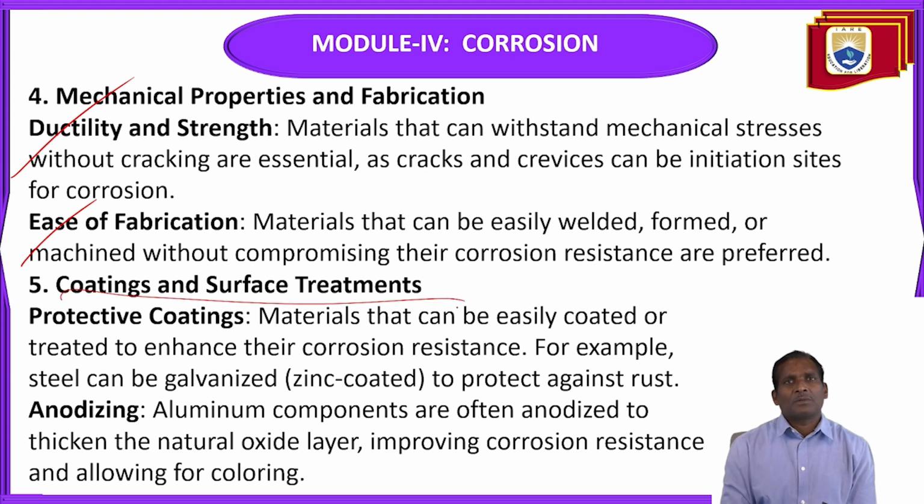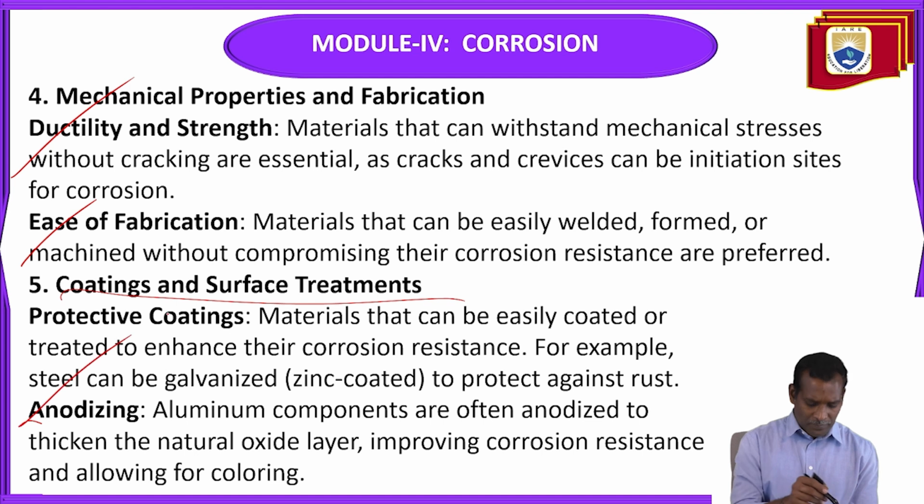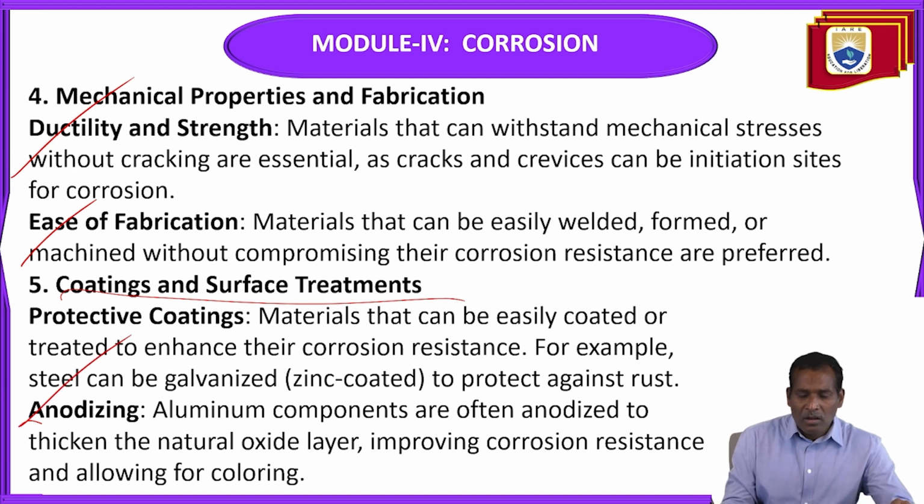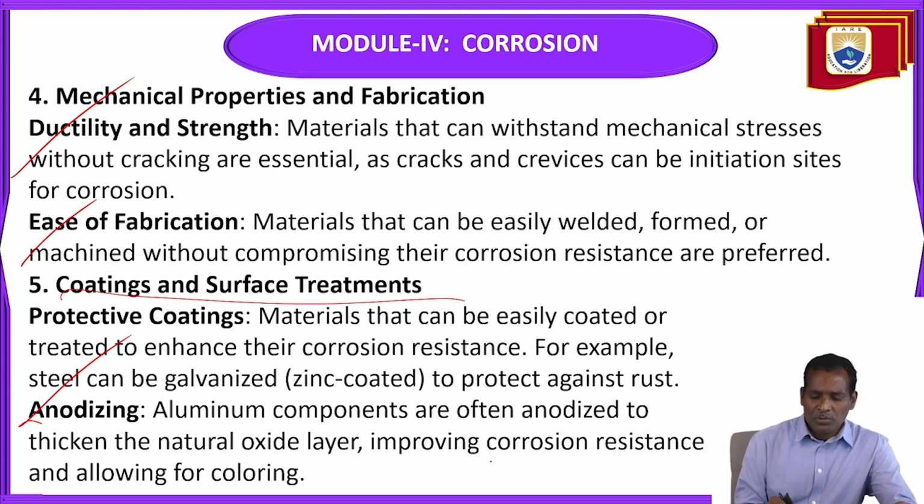Coatings and surface treatments. Protective coatings. Materials that can be easily coated or treated to enhance their corrosion resistance. For example, steel can be galvanized, zinc coated to protect against rust. Similarly, anodizing. Aluminum components are often anodized to thicken the natural oxide layer. So, in this case, improving the corrosion resistance and allowing for coloring.